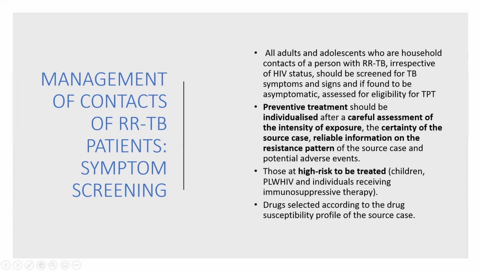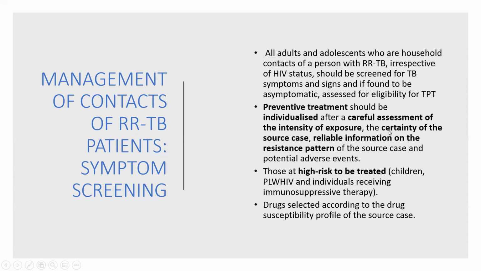So when you have an index patient who is diagnosed with RRTB, you need to go to the people he stays with and screen them, people he works with, their friends, neighbors, screen them for RRTB or for TB. Now, the preventative treatment should be individualized, and we're going to be talking about that individualized treatment, after a careful assessment of the intensity of the exposure and the certainty of the source case.